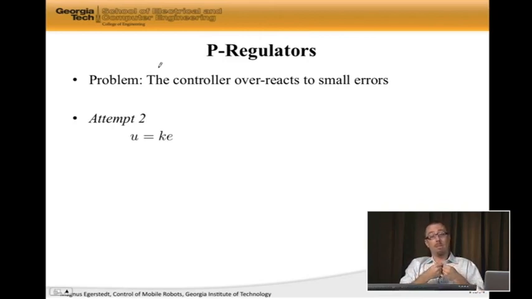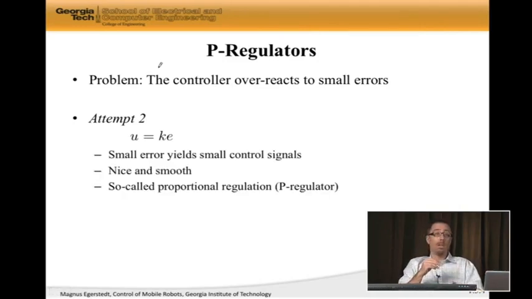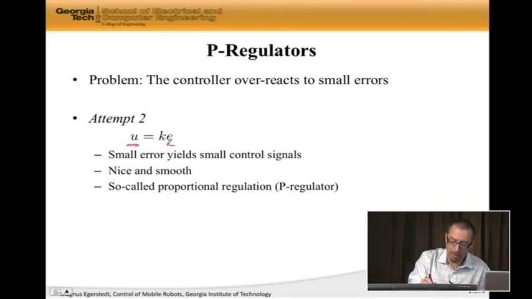So this is a much cleaner design. It's what's called a smooth feedback law. It's actually linear feedback in the error. And this seems to be much more reasonable because small error yields small control signals, which is what we wanted. Nice and smooth. We're not going to wildly fluctuate in our controller. And in fact, this is called a P regulator, where P stands for proportional, because the control signal, the input, u is directly proportional to the error through this k control gain.